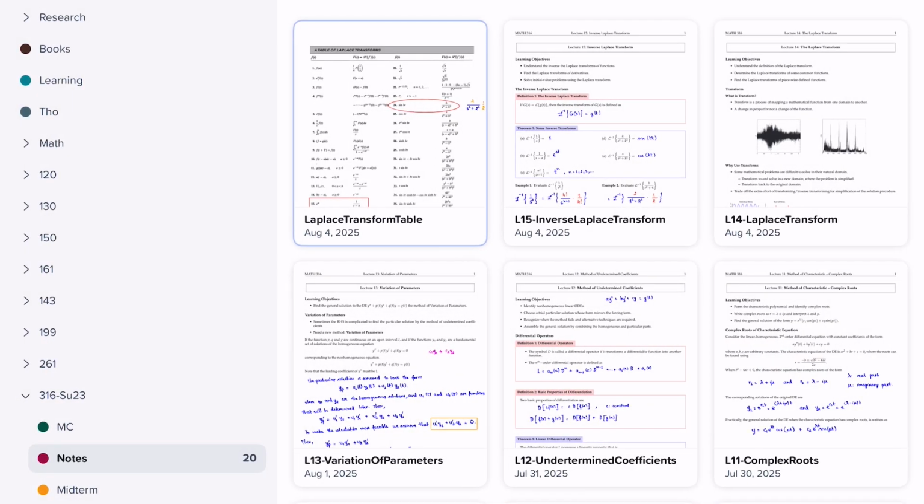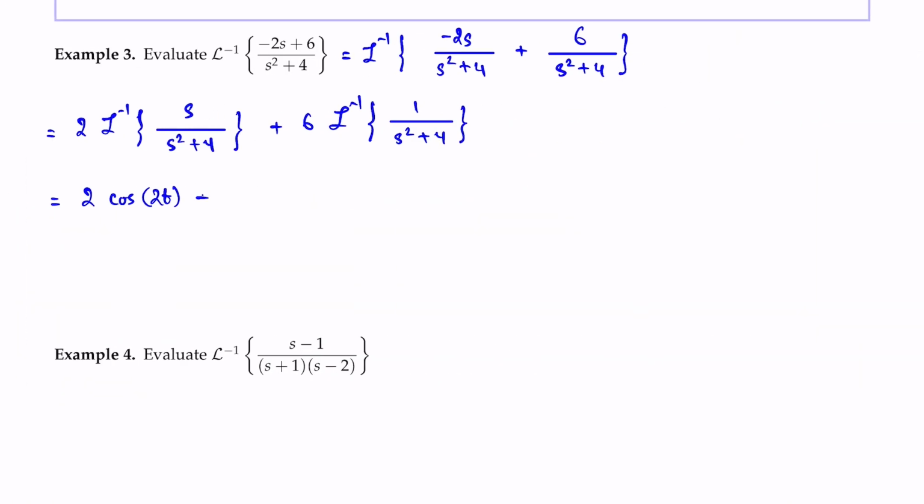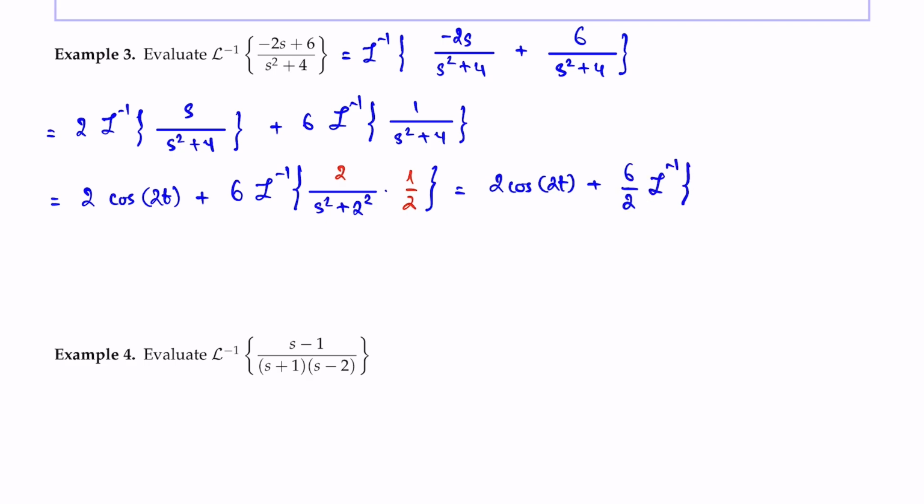So let me go back to the notes here. So this one is 6 times the inverse Laplace transform of 2 over s squared plus 2 squared times 1/2. And then you can pull the 1/2 out of the inverse Laplace transform operation. You got 2 cosine of 2t plus 6 over 2 times the inverse Laplace transform of 2 over s squared plus 2 squared, and this inverse Laplace transform gives you sine of 2t. So this is 2 times cosine of 2t plus 3 times sine of 2t.